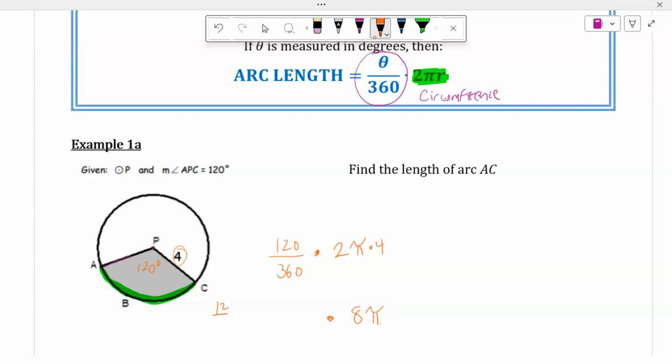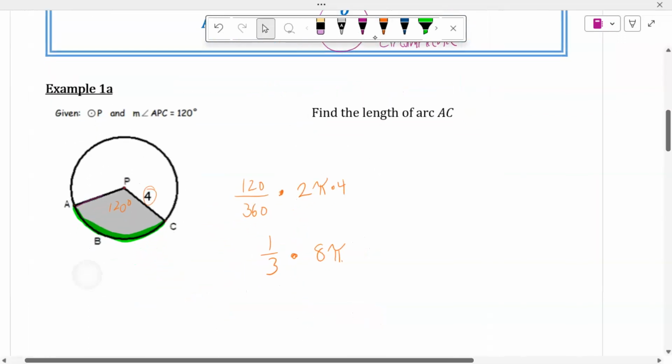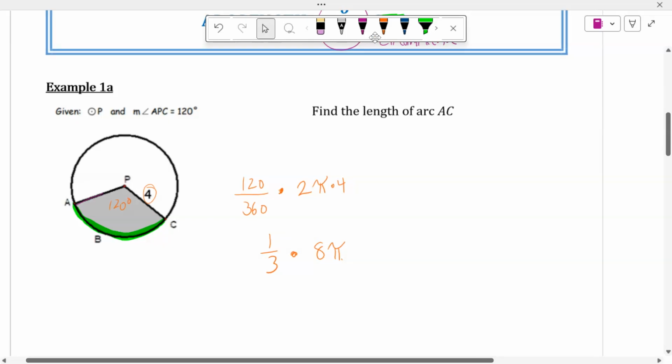That's 12 over 36, because I know 10 goes into both. And I can actually reduce that even further. I know 12 goes into 12 once and 36 3 times. So basically, long story short, we want 1/3 of the circumference. We don't want the whole thing. We just want 1/3 of the trip around the circle.